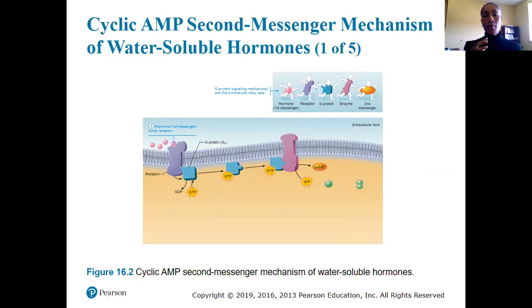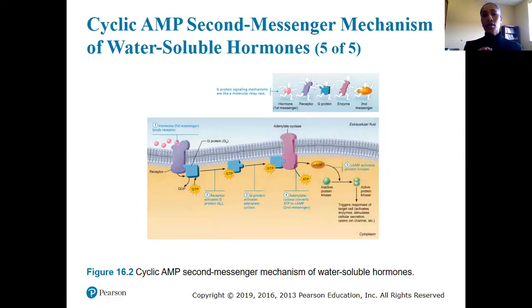The activation of this G protein will cause the molecule ATP to be converted into cyclic AMP, which is our second messenger product. Oh, and I forgot one more step. When the G protein is activated, it's going to cause the activation of adenylate cyclase, which is this protein that we see here. Then adenylate cyclase is going to assist in the conversion of ATP to cyclic AMP.